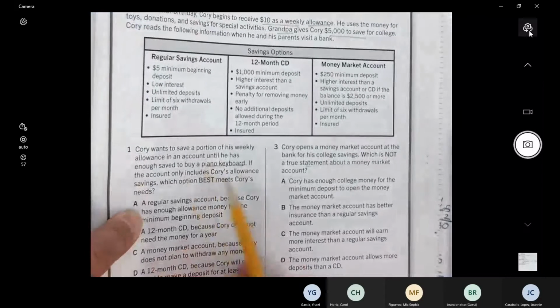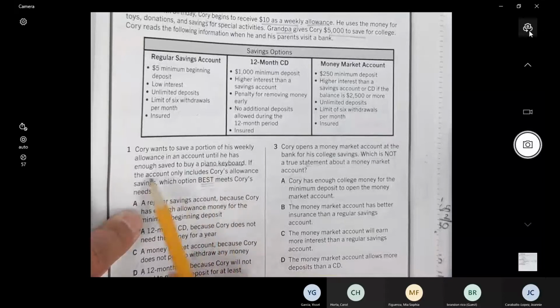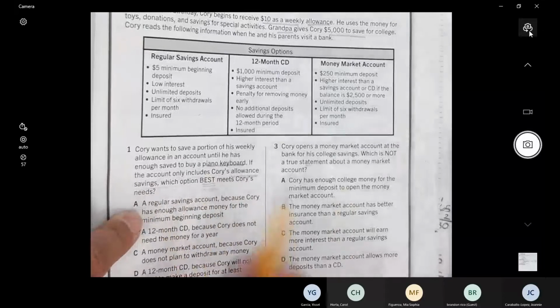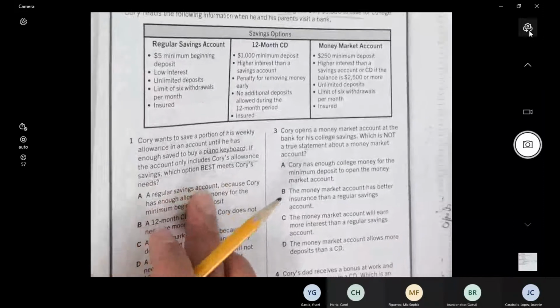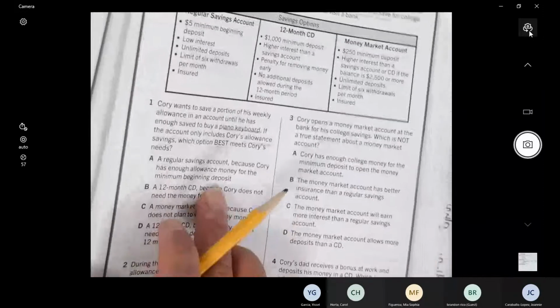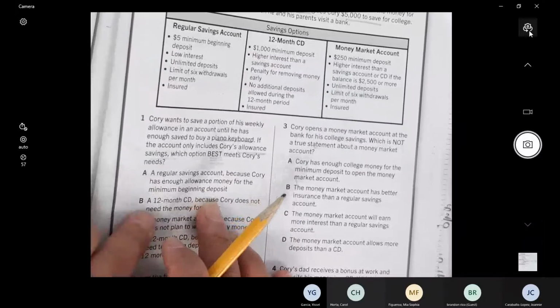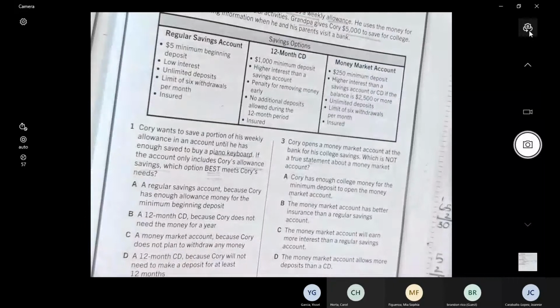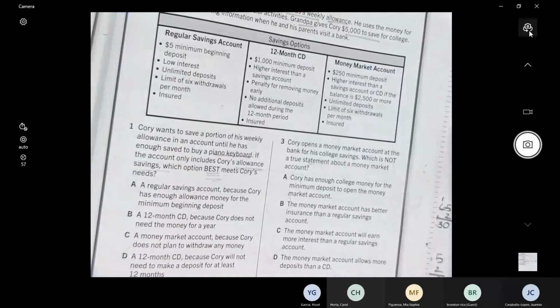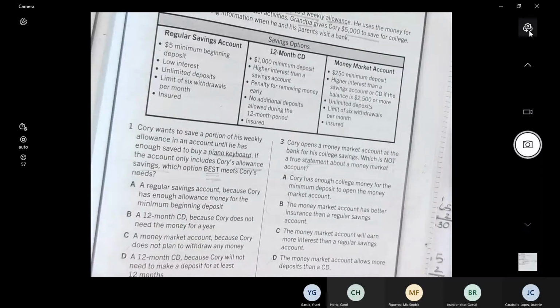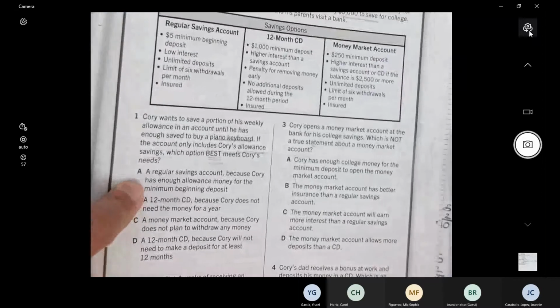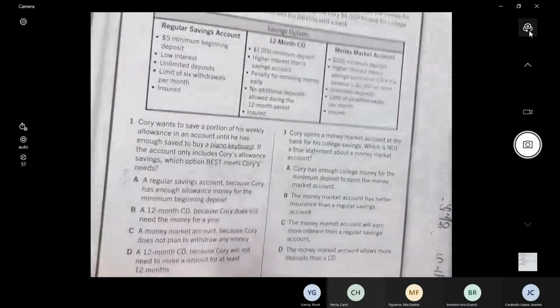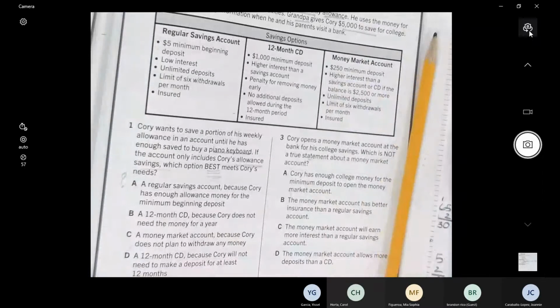Then it asks what is the best savings option he can get with his allowance. So A says a regular savings account because Corey has enough allowance for the minimum beginning deposit. He does have enough money, right? Yes. So David said A, and that seems like the best answer for sure.